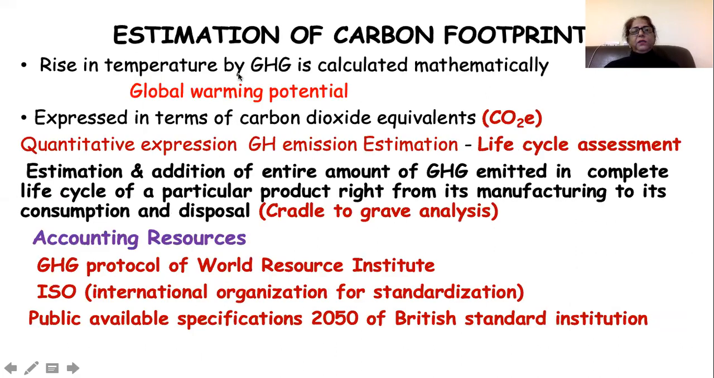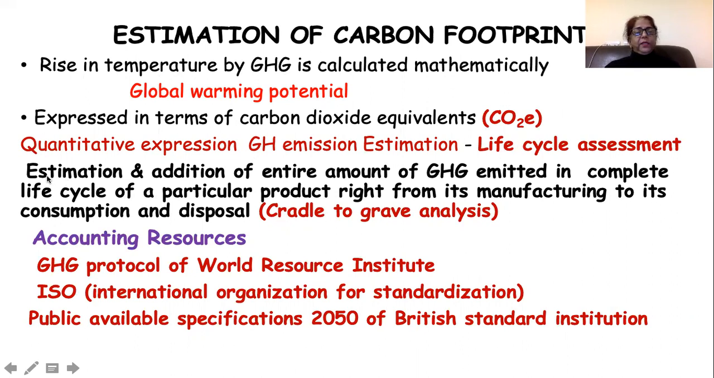Now, what are the methods for estimation of carbon footprint? The carbon footprint is estimated by global warming potential, that is, the rising temperature by greenhouse gas is calculated mathematically. And this is expressed in terms of carbon dioxide equivalents. The quantitative expression of greenhouse gas emission is estimated by life cycle assessment of a product.